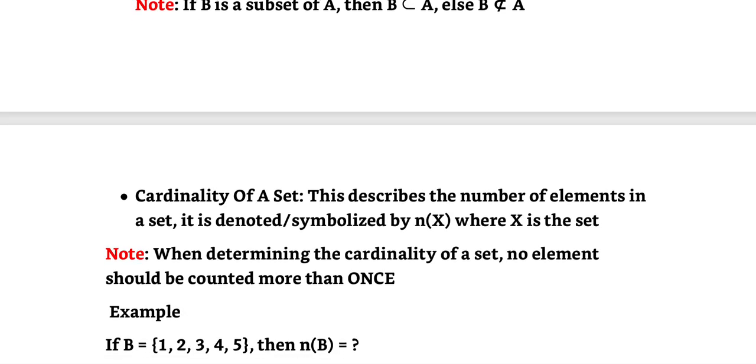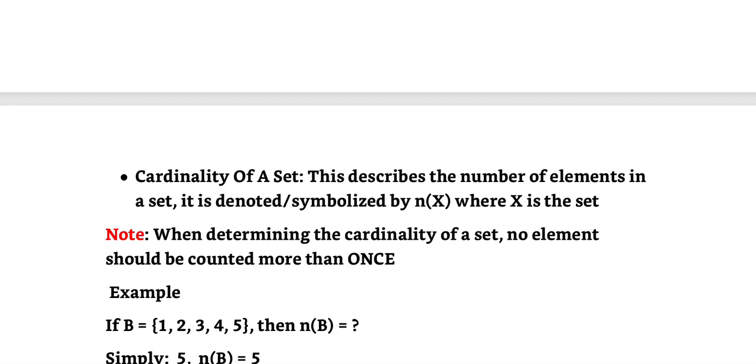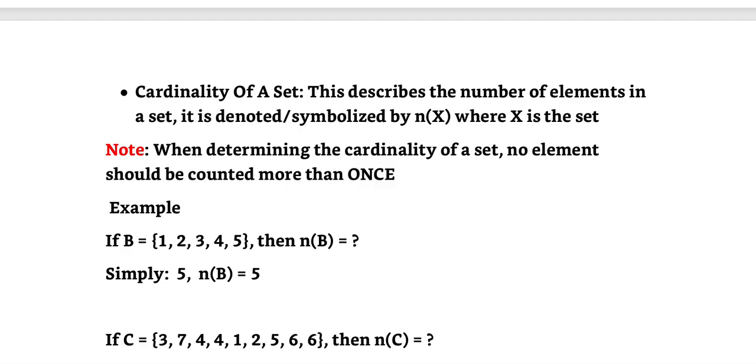If you look at the first example, if B is equal to 1, 2, 3, 4, 5, then what is n(B)? It's simple because if we count with our hands, we have 1, we have 2, we have 3, we have 5 elements that are in set B. So n(B) is 5. But if you look at the second example, we have C, we have 3, 7, 4, 4, 1, 2, 5, 6, 6.